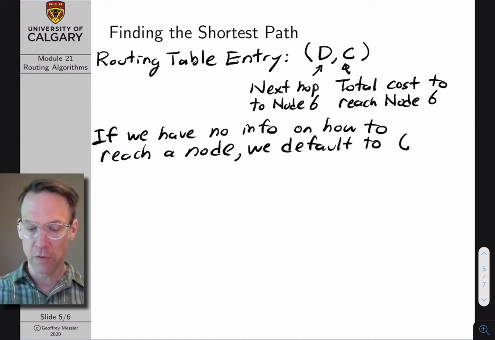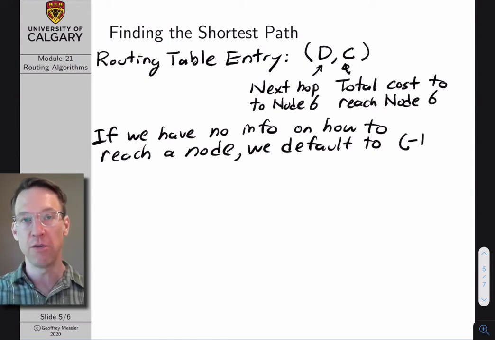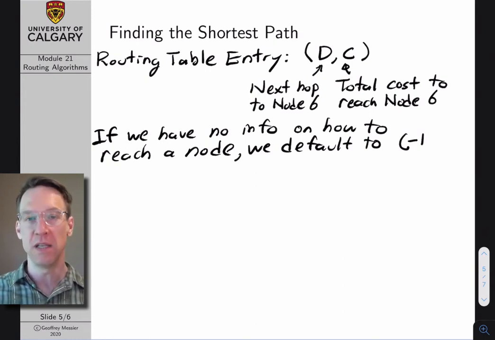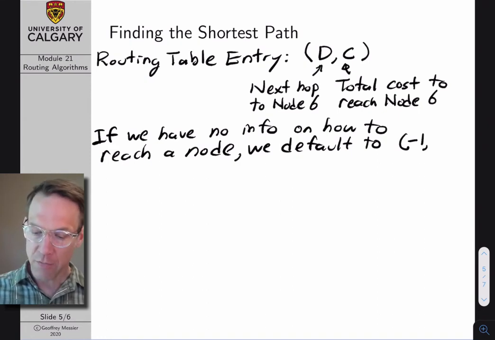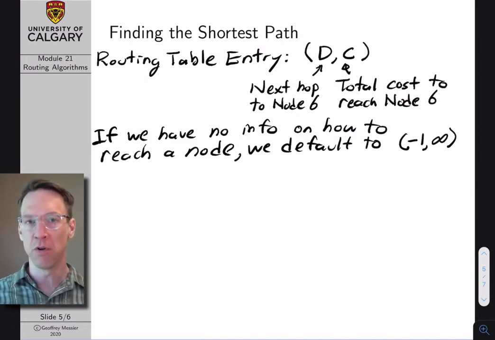So for the first number, we put in a dummy or a garbage address. So -1 represents just we have no idea what the next hop to node 6 is. And for the total cost, we initialize that to infinity, or practically speaking, a really, really large number, the maximum number of whatever number system we happen to be using.